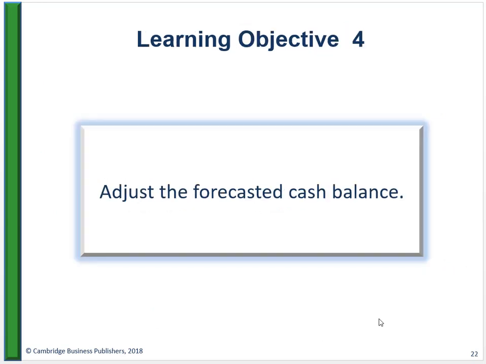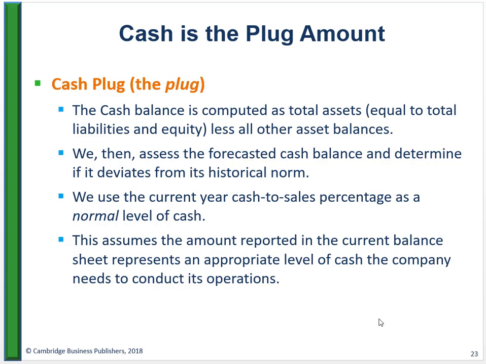Okay, moving on to learning objective number 4 here. Adjust the forecasted cash balance. So we talked about the cash balance being a plug, computed as total assets less all other liabilities and equities. We then need to forecast that cash balance and determine if it deviates from its historical norm, and that's what I refer to again as the smell test.